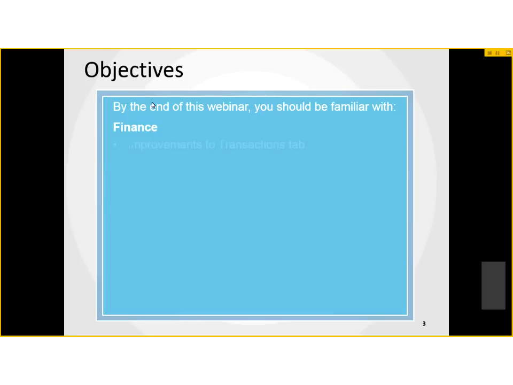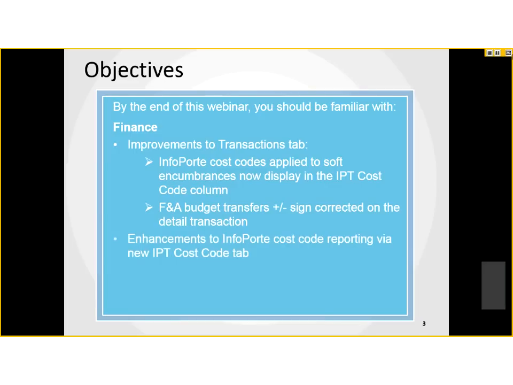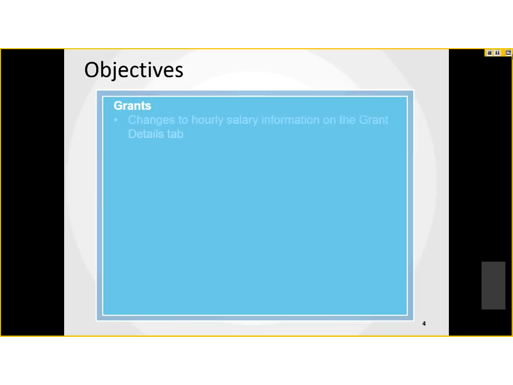All right, so when we're finished today, you're going to be familiar with the changes in the Finance section, which include some improvements to the Transactions tab. InfoPorte cost codes are applied to soft encumbrances now, and when you apply an InfoPorte cost code to a soft encumbrance, that now displays on the Transactions tab. In addition, we realized that there was a problem with the sign on F&A budget transfers. That has been corrected. There are some enhancements to the InfoPorte cost code reporting via a new tab called IPT Cost Code. We have some updates to the SAS reports that you find in the financial reporting part of InfoPorte.